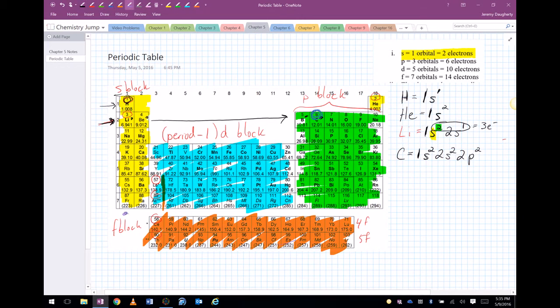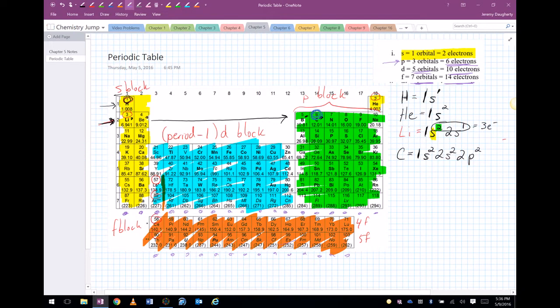So 1, 2 electrons. We said P has 3 orbitals, and it can take 6 electrons. 1, 2, 3, 4, 5, 6. And then it's full. We said D has 5 orbitals. It can take 10 electrons. 1, 2, 3, 4, 5, 6, 7, 8, 9, 10. And finally, F has 7 orbitals. It can take 14 electrons. 1, 2, 3, 4, 5, 6, 7, 8, 9, 10, 11, 12, 13, 14.